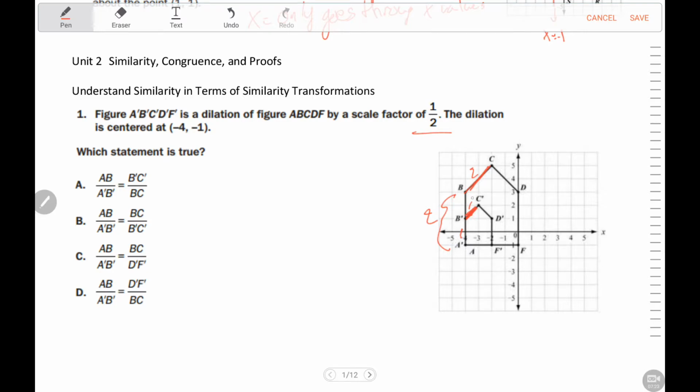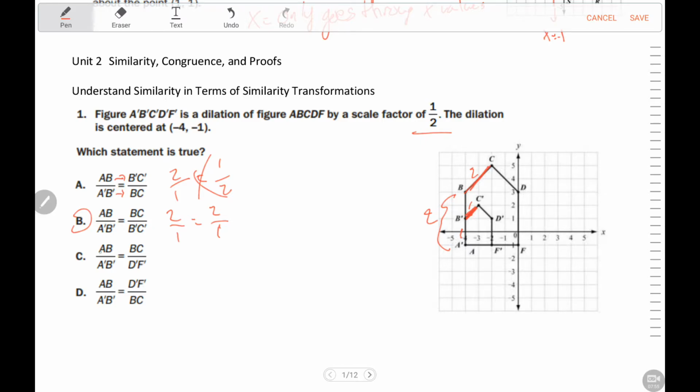That one can't be possible because you would have gone 2 over 1 equals 1 over 2. That's not true, okay? These right here don't match up. The one that does, though, is B. AB over AB prime. What we just said, if let's say AB was 2 and AB prime was 1, because you halved it, say BC was also 2 and BC prime became 1, then that works. You went from bigger to smaller.